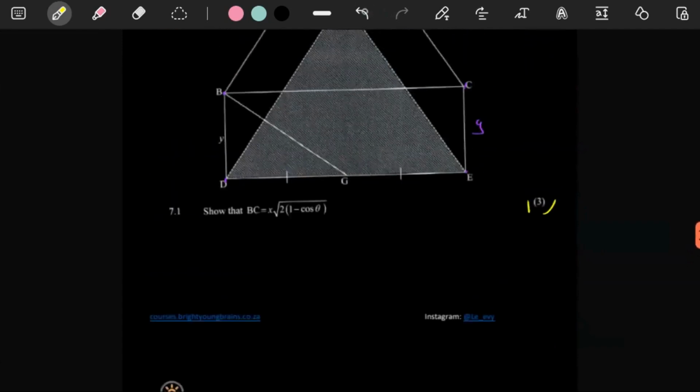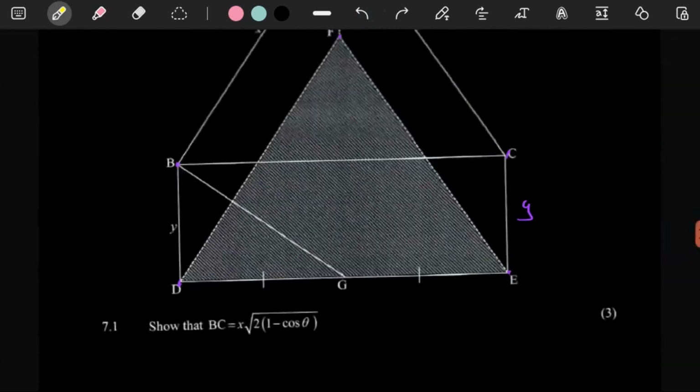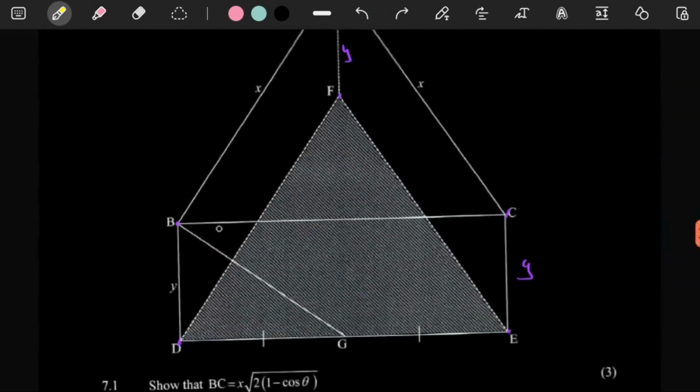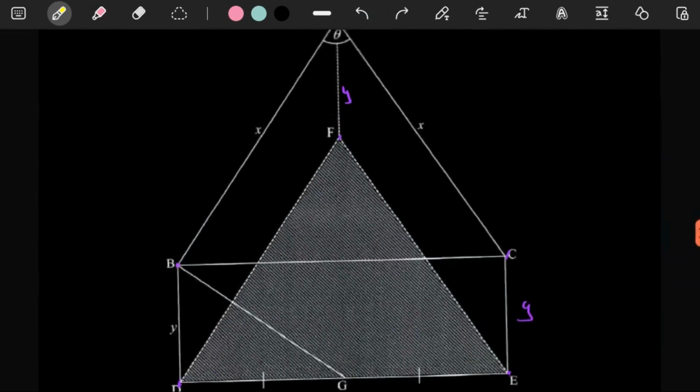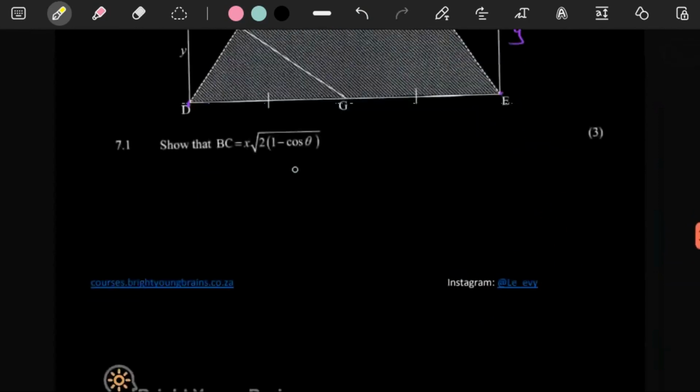I gave myself enough space. So for 3 marks, they want us to show that BC is equal to this. Without even worrying about what they're asking us to show, the first thing you can do is focus on where BC is, and then worry about what they're trying to have you show later. Because if this is BC, you want to focus on which triangle can help you get BC. The only triangle that can help you is this one.